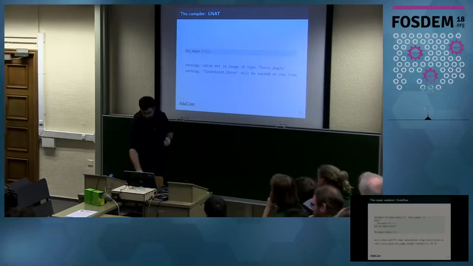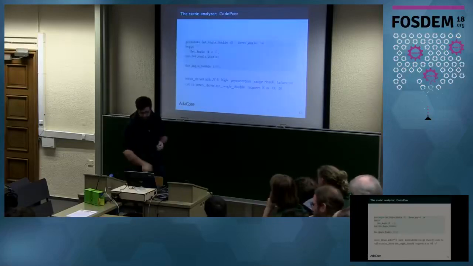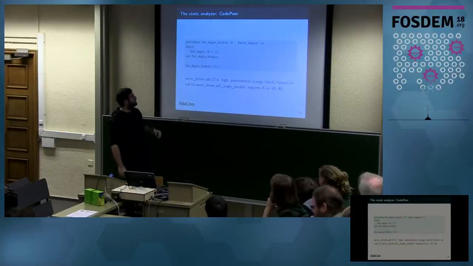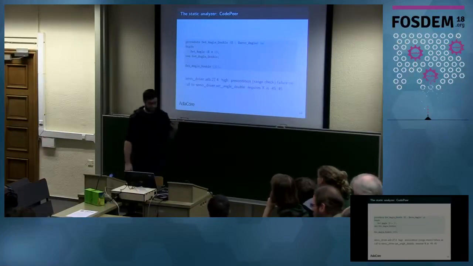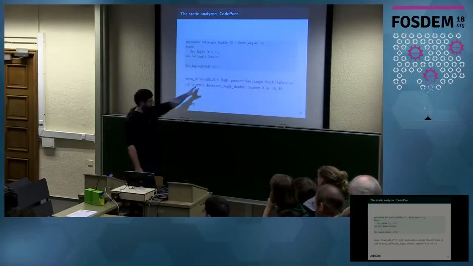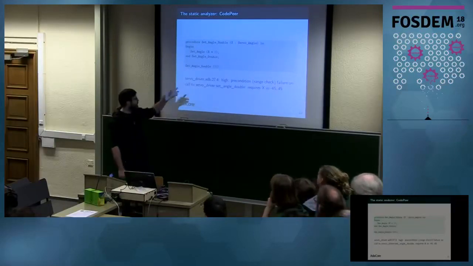Great. Then if we go to a more difficult example, here we multiply the angle by 2, so it's more difficult to analyze. In that case, you will need to go to a static analyzer like CodePeer. And again, the tool, because it has more information, will be able to give you more precise and more useful analysis. So again, here the static analysis tool will tell you there is a high probability of an error here.